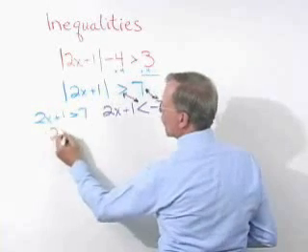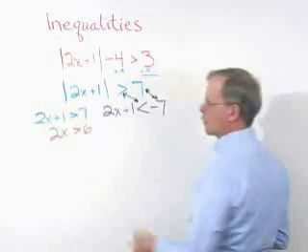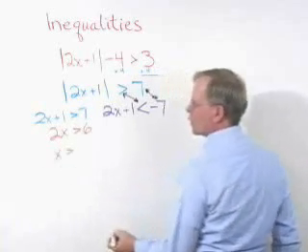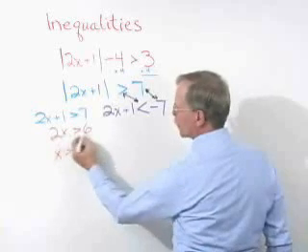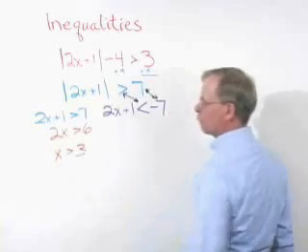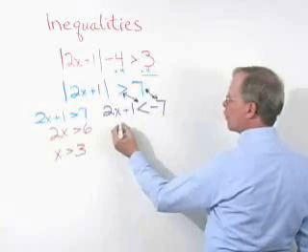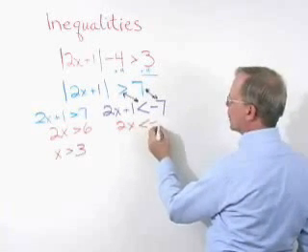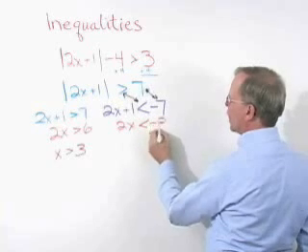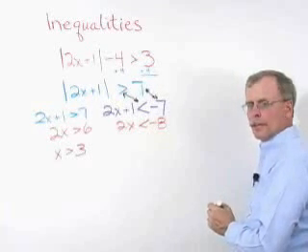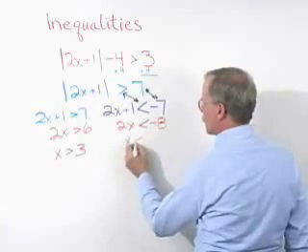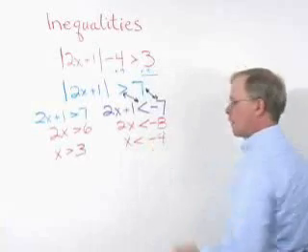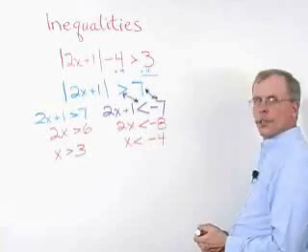This is 2x larger than 6, subtracting 1 from both sides, and dividing by 2, x is larger than 3. And over here, we'll have 2x is less than negative 8, subtracting 1 from both sides, and that means that x is less than negative 4. Now let's get the graphing solution to this problem.